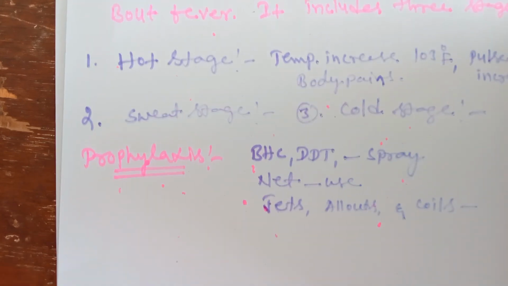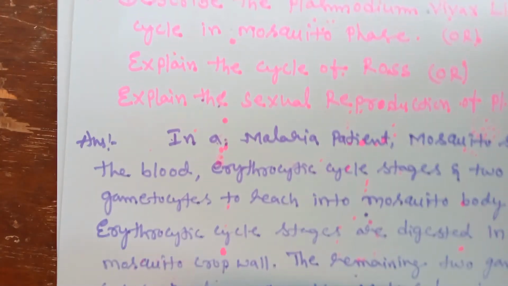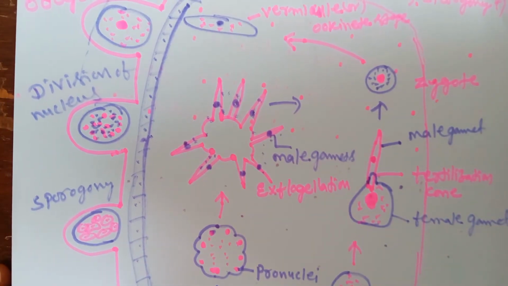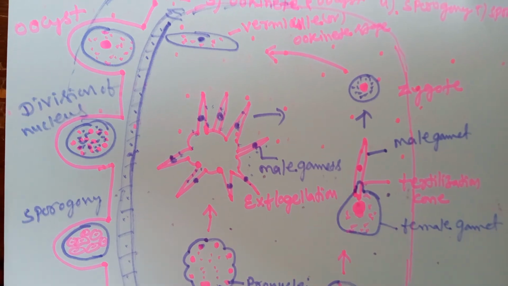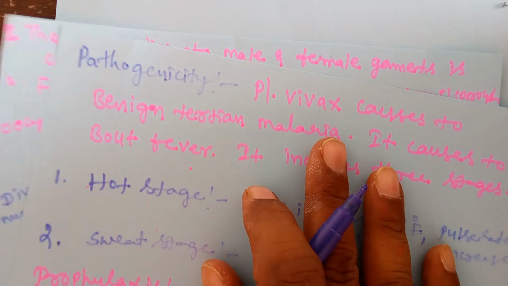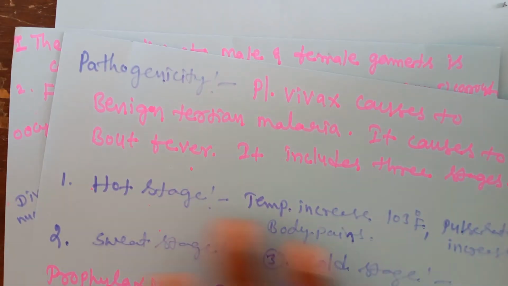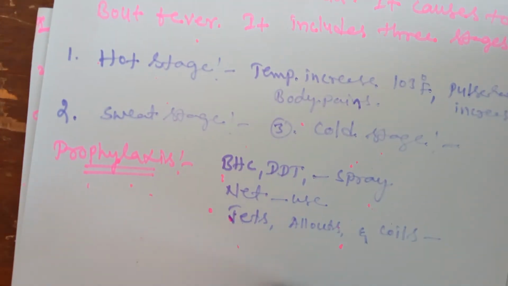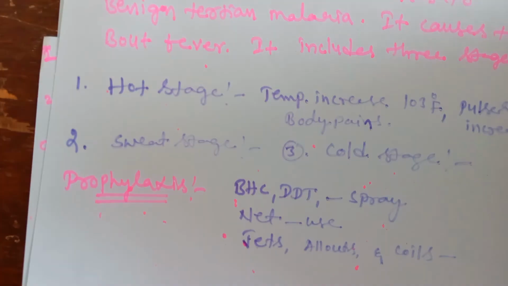So this is a total 8 marks question. Plasmodium vivax, the mosquito phase, is very important. You should compulsorily draw the diagram: diagram 3 marks and matter 5 marks. After completing the diagram, write the pathogenicity, the disease name malaria and its symptoms, the hot stage, sweating stage and cold stage symptoms, and the prophylaxis. Okay? Best of luck.